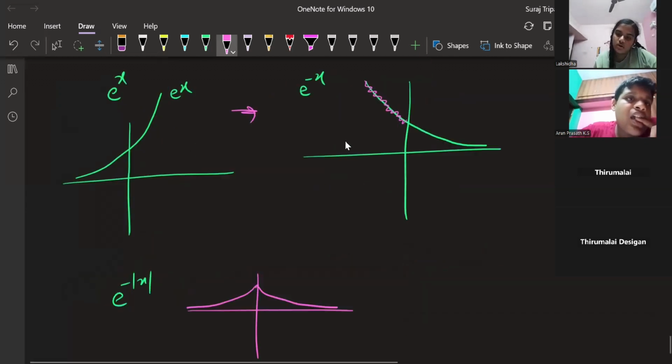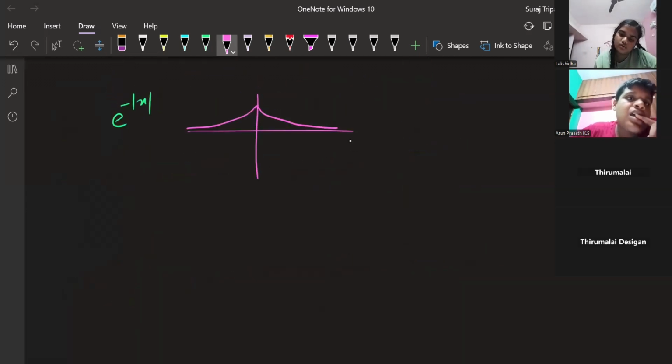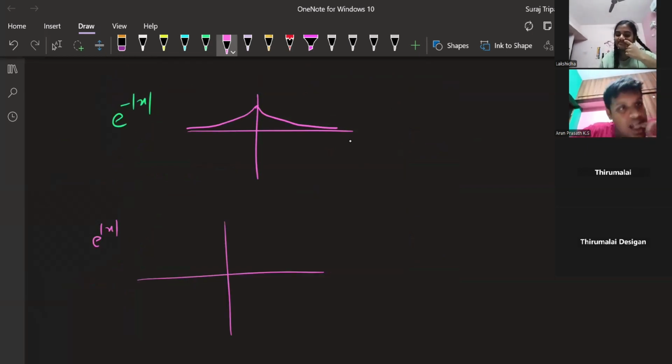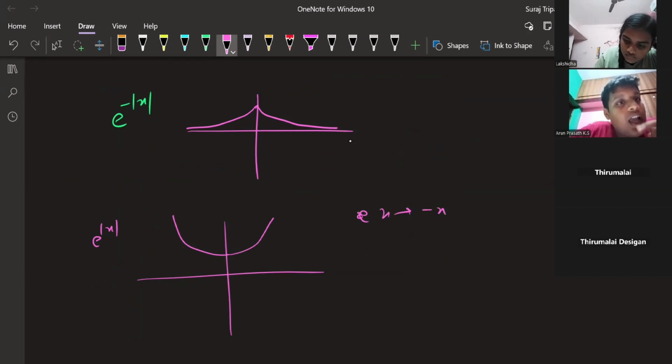Also, see, if I draw e raised to mod x, how will the graph look? So e raised to mod x, the graph will look like this one. Right? So now if you are changing x to minus x, that means again e raised to mod of minus x. This will become like this. So whatever graph is present at this side, you have to remove. You have to take the reflection of the entire graph.